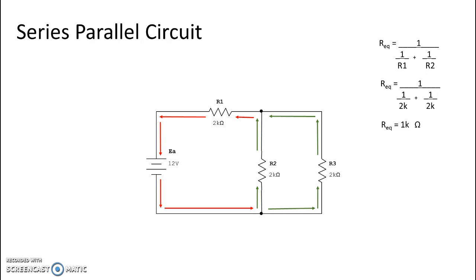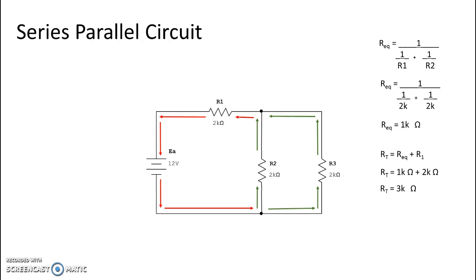Alright. Once we have the resistive equivalent of our parallel, we're going to start looking at total resistance, and it is quite simple to get. All you do is sum your resistive equivalent with your series connected resistors. In this case, we have only one, which is R1. So we take our resistive equivalent, which was 1,000 ohms, and add it to the resistance of R1, which is 2,000 ohms, and we get a total of 3,000 ohms.